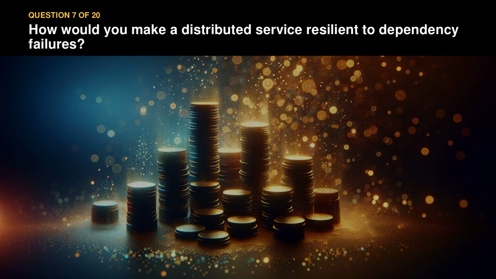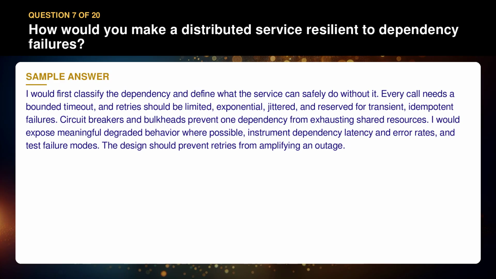Question 7. How would you make a distributed service resilient to dependency failures? I would first classify the dependency and define what the service can safely do without it. Every call needs a bounded timeout, and retries should be limited, exponential, jittered, and reserved for transient, idempotent failures. Circuit breakers and bulkheads prevent one dependency from exhausting shared resources.